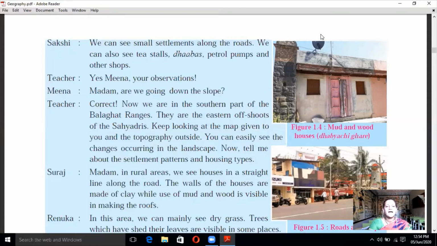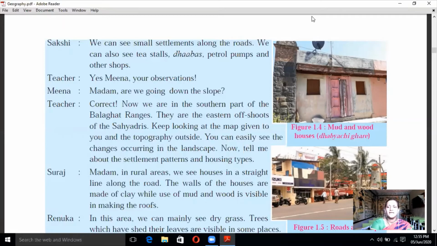Now the teacher asked them to see the settlement patterns and the housing types. At that time, students saw that in the rural areas, houses are in a straight line along the road, and the walls of the houses are made of clay, while mud and wood are visible in making the roofs. This means the students are seeing how the houses in rural areas are made with natural things, with the help of clay, mud and wood.